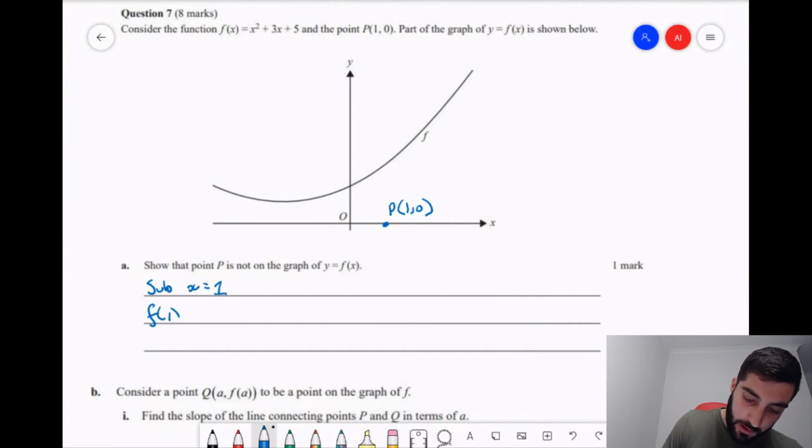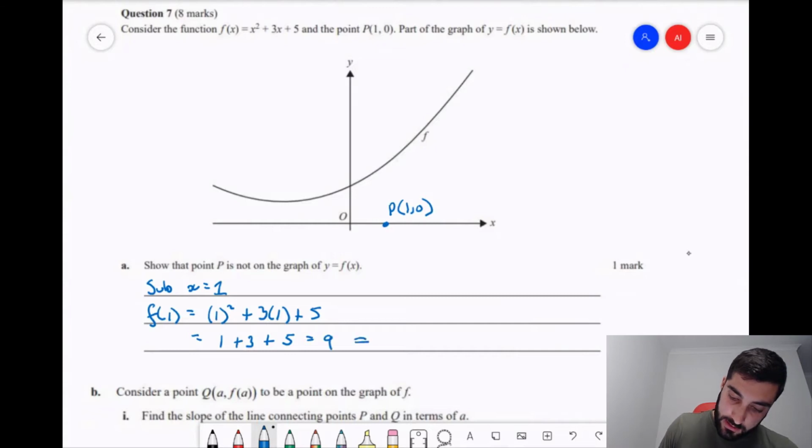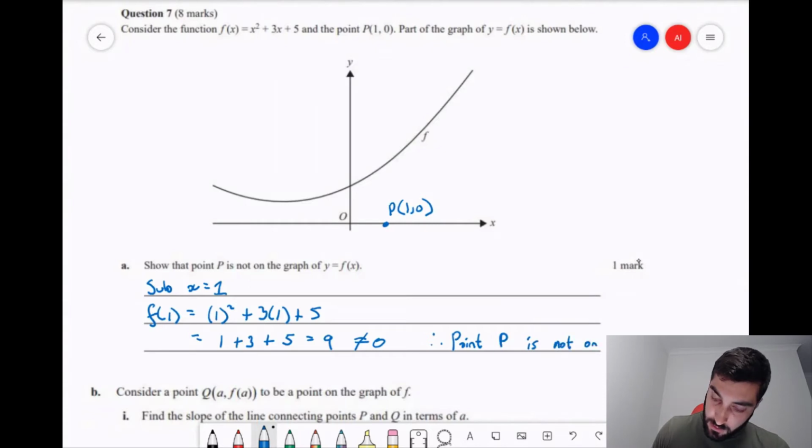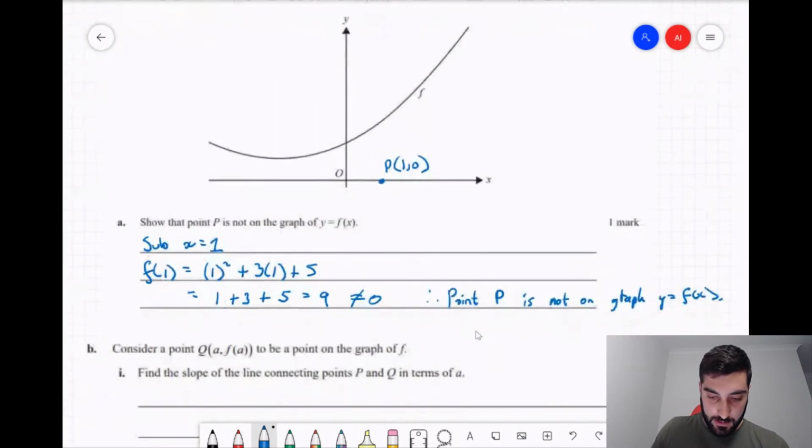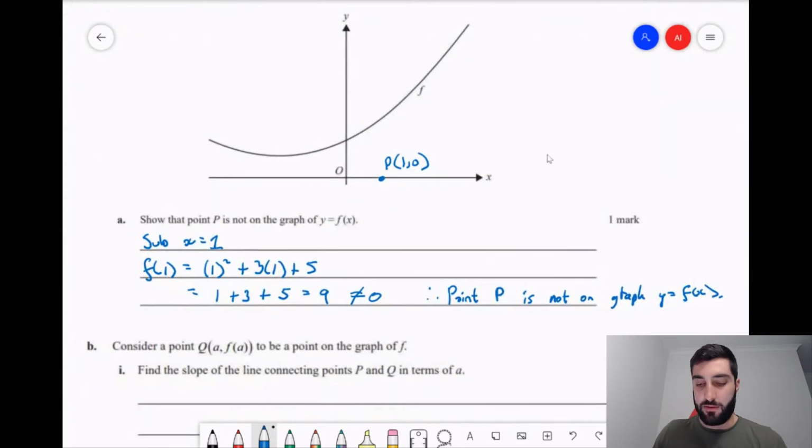So we'll have f of 1 is equal to 1 squared plus 3 times 1 plus 5. So 1 plus 3 plus 5 is equal to 9. And that does not equal 0, does it? So we can conclude, therefore, that point P is not on the graph y is equal to f of x. Since it's a show that question, we've got to state a few of these things. Hopefully that should be clear enough for 1 mark.